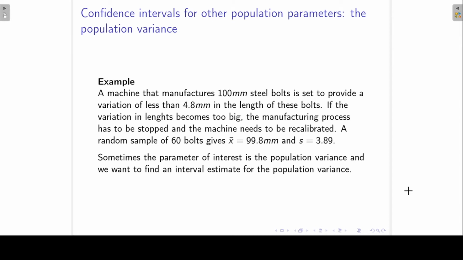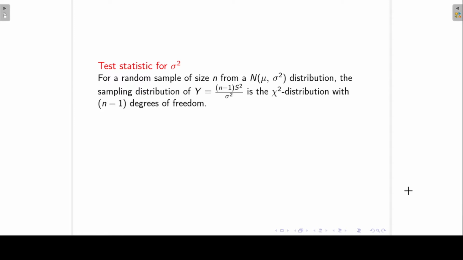So in this case, the parameter of interest is not so much the population mean, but the population variance. And we would like to find an interval estimate for the population variance and ultimately for the population standard deviation. So in order to construct a confidence interval for the population variance, we have to find a test statistic for the population variance.